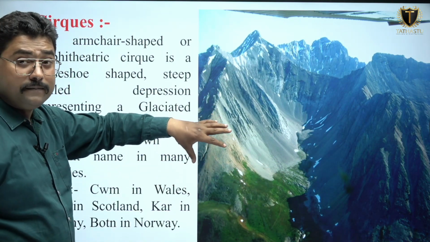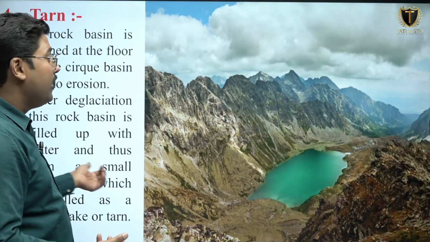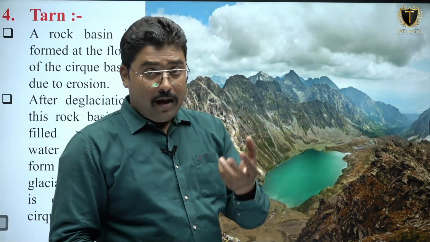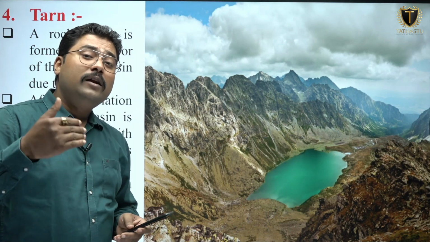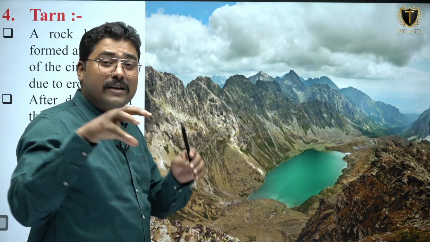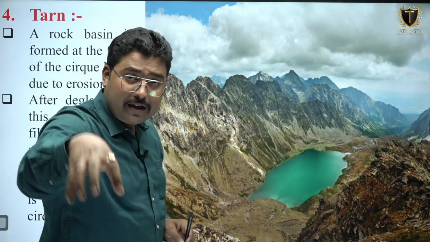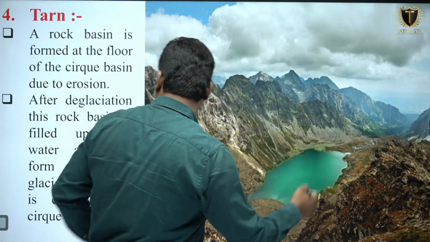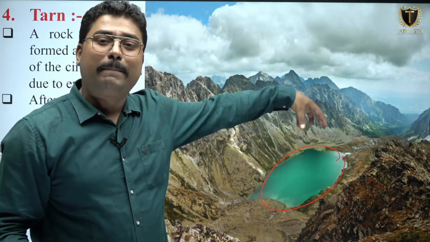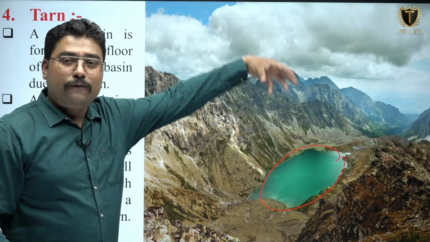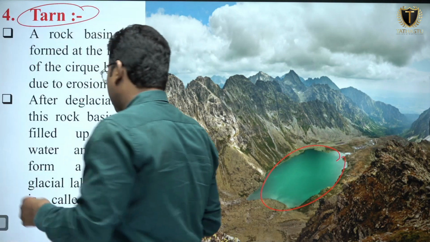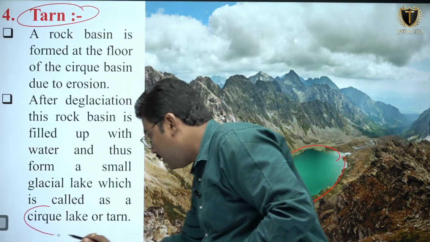After the cirque, the next feature which you will find will be the tarn, also known as the cirque lake. As I told you, the glacier will do the plucking. So when the glacier was moving down the slope, it plucked the rock from the base and a depression has been formed over here. This depression, with the passage of time, will get filled with water and form a lake which will be considered as a tarn, or simply you can say the cirque lake.